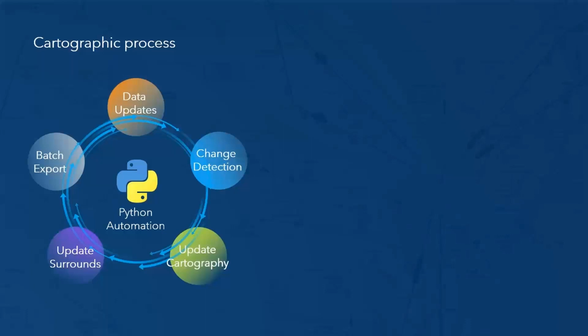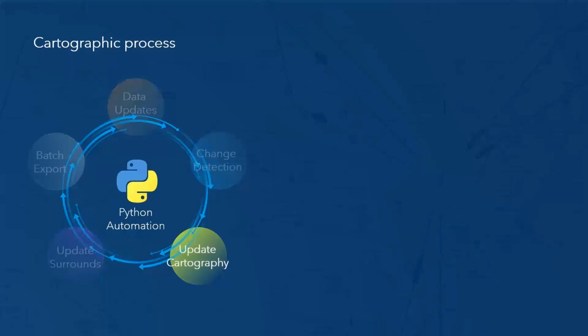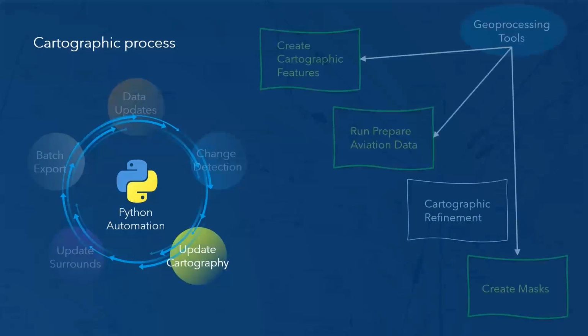And then finally, the batch export, which is really exporting the chart to print-ready formats that are included in the state AIP. So like I said, we're going to focus in on the update cartography part of it. When we talk about update cartography, we're actually talking about four different steps within that process. One is creating the chart features or cartographic features.